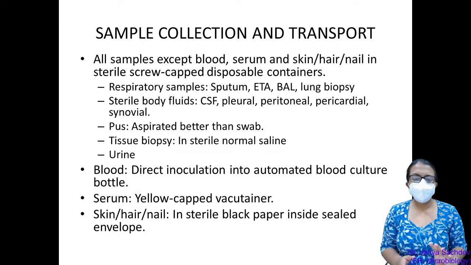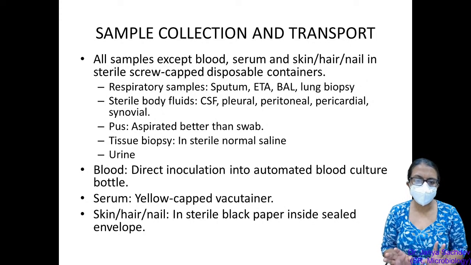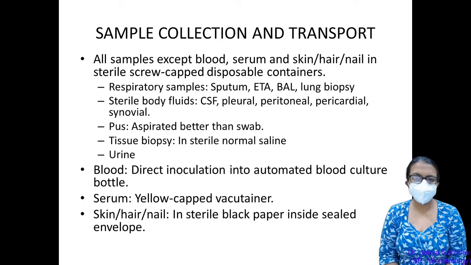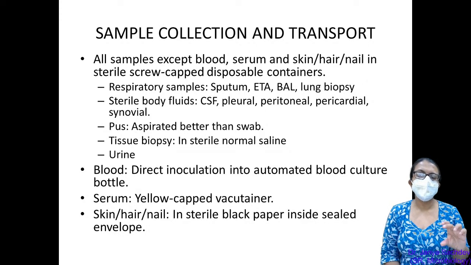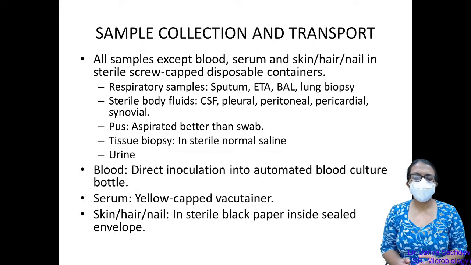So a fungal blood culture bottle should be directly inoculated with the patient's blood at the bedside. The volume of blood should be around 5 to 10 ml for adults, or at least, and for children around 2 to 5 or 3 to 5 ml. For serum, we generally collect blood in the yellow capped vacutainer, which is also known as the serum separator tube, because it has a gel which allows the serum and the cellular components of the blood to be separated on centrifuging.